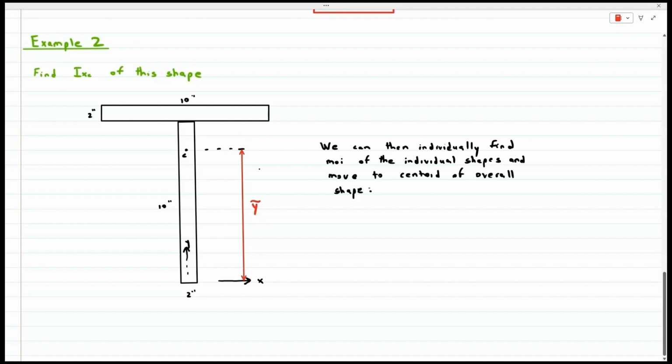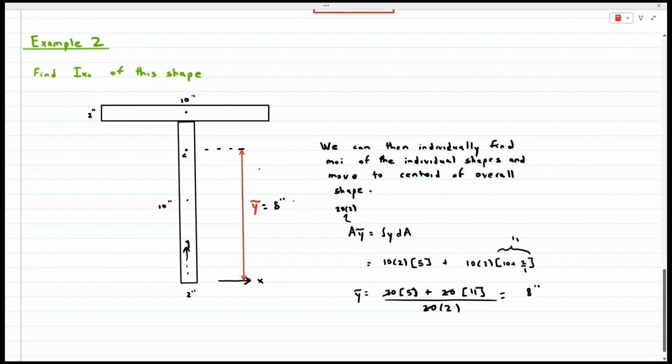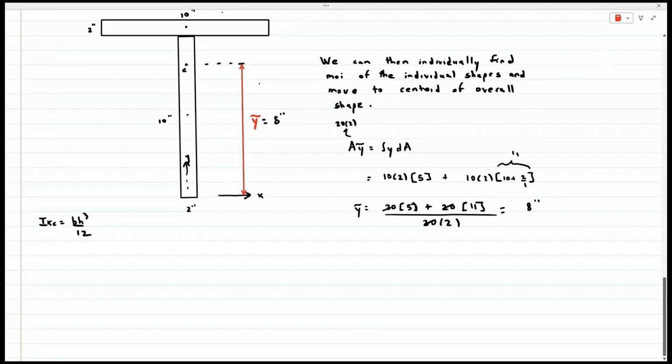About the x-axis, again, we can say the moment produced by these two areas combined is exactly equal to the total area placed at a special distance, y bar away. Using this equation, we can find the y bar as 8 inches. We can also split this shape up into two pieces. What we can do is use the parallel axis theorem to find the moment of inertia about these individual shapes and translate that moment of inertia to the centroid of the overall shape.